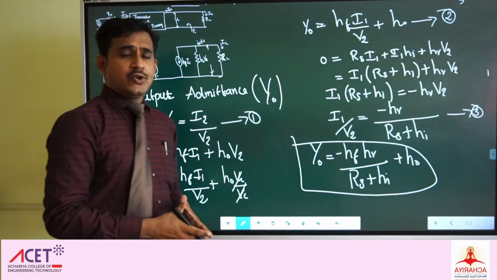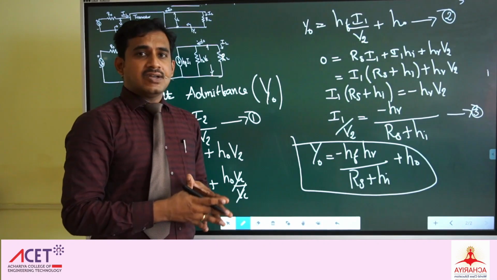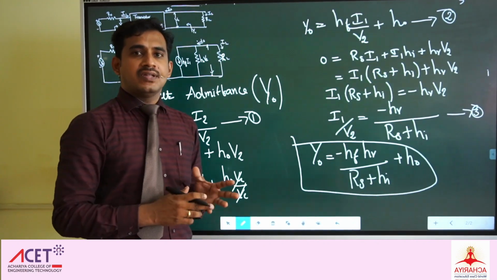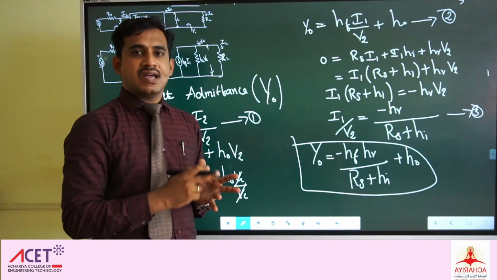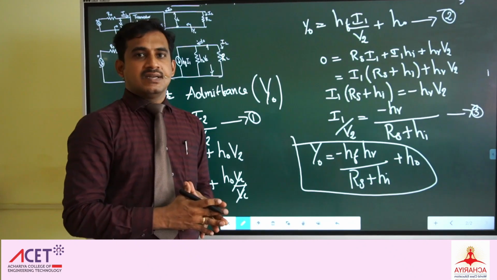In this total video lecture, we have derived the midband analysis of transistorized amplifier and found the voltage gain with source, current gain and current gain with source, then input impedance and output admittance.